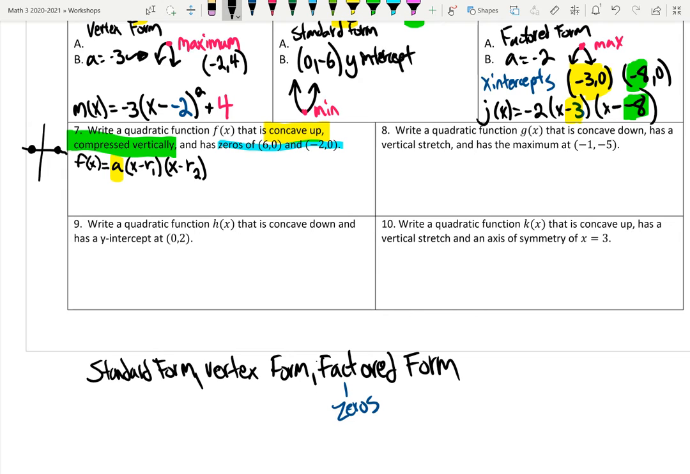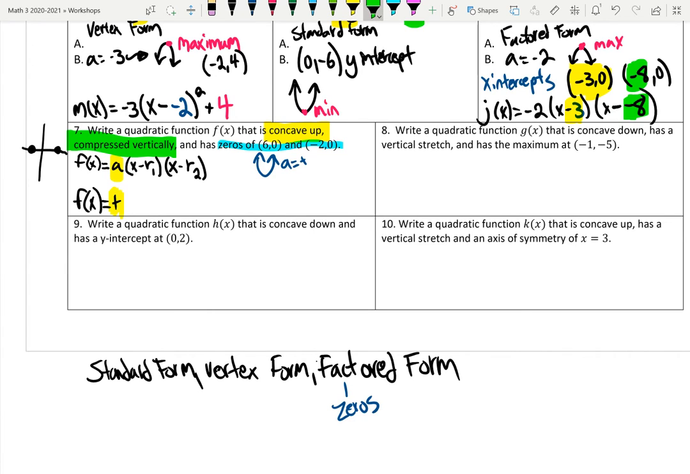So when I'm creating a new equation, I want a to be concave up. I know concave up is going to look like this. That means a is going to be positive. So I'm going to go ahead and put a positive sign. Then I could pick a number, any number.